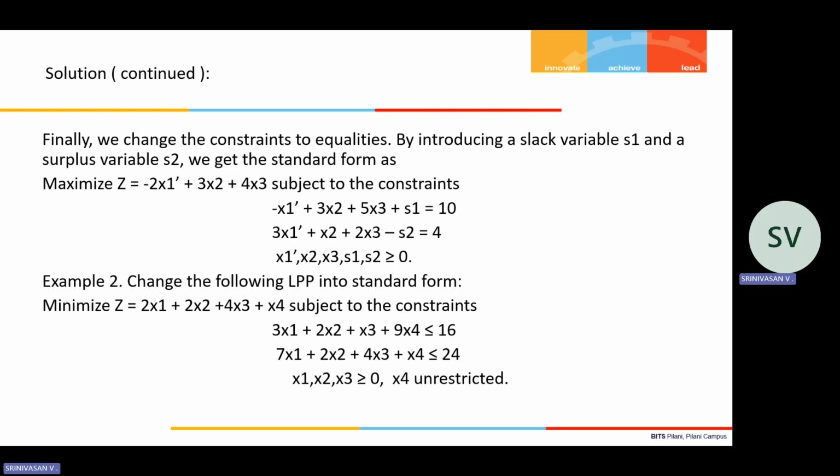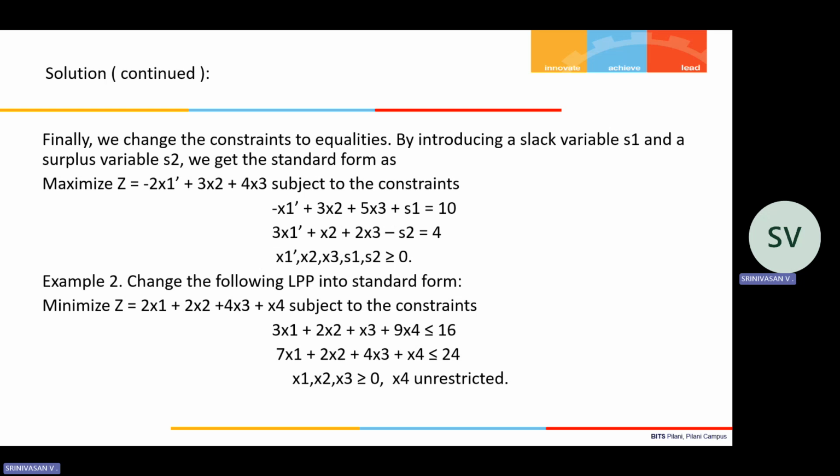Minimize Z is equal to 2x1 plus 2x2 plus 4x3 plus x4. Here are 4 decision variables, subject to the constraints. Remember, there are 4 unknowns, 4 decision variables to be found out. But there are only 2 conditions. So you don't need to worry about the number of constraints and the number of decision variables. Right, so 3x1 plus 2x2 plus x3 plus 9x4 less than or equal to 16.